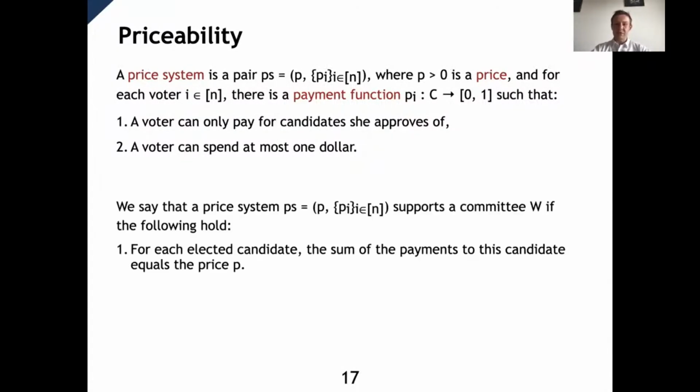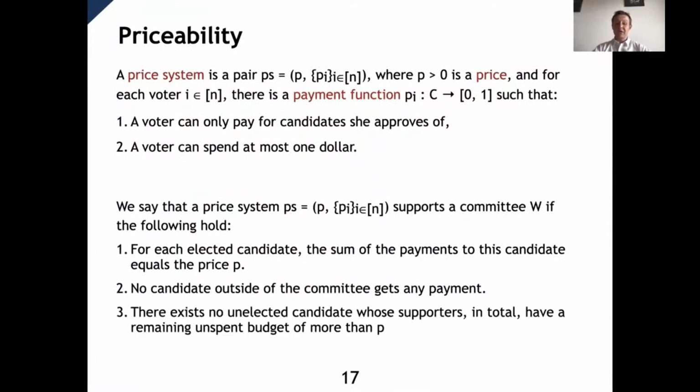We say that the price system supports a committee W if the following hold. For each elected candidate, the sum of the payments to this candidate must equal the price that is needed for this candidate to be selected. No candidate outside of the committee, no candidate which is not elected, can get any payment. And there exist no unelected candidates whose supporters in total have the remaining unspent budget of more than p, because if such a candidate would exist, then those voters could use their money to buy this additional candidate. If each committee produced by a voting rule satisfies priceability, then we say that a voting rule satisfies priceability.